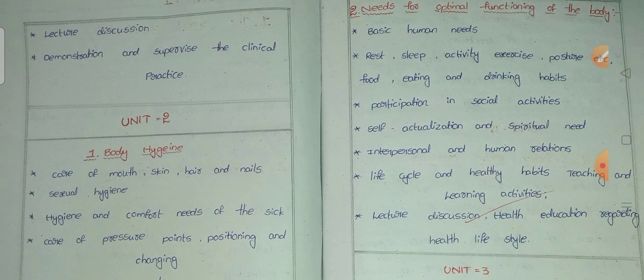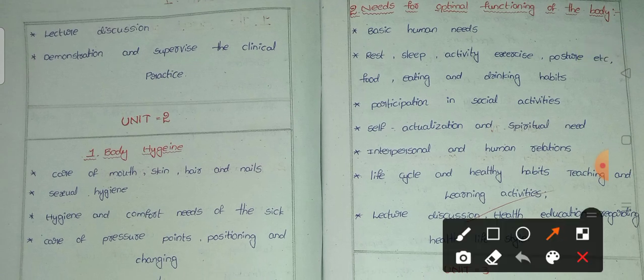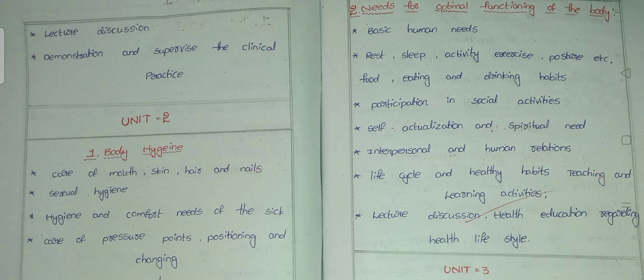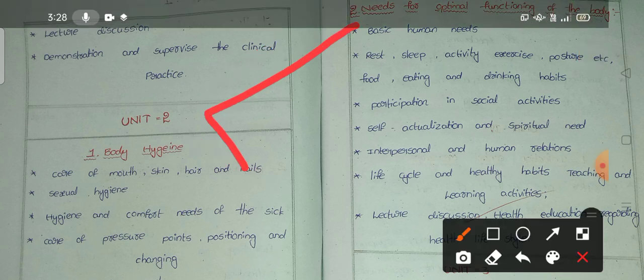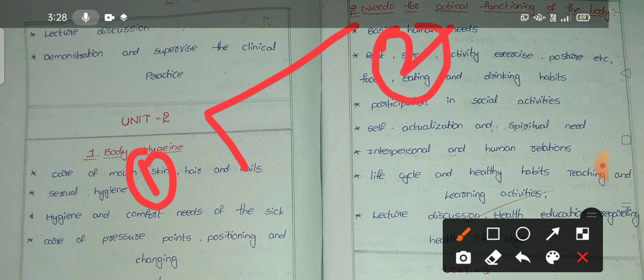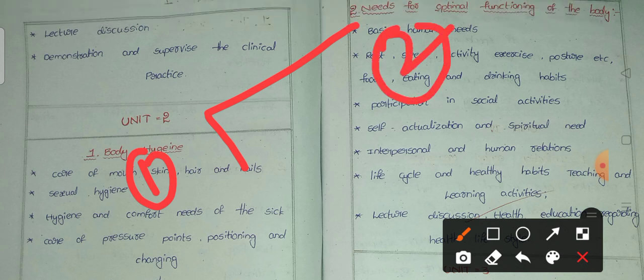Okay, see here, unit 2 is divided into two partitions. This is the first one, this is the second. Just as the first unit is divided into two divisions, in the same way unit 2 is also divided into two partitions. First one is body hygiene, second one is needs for optimal functioning of the body.